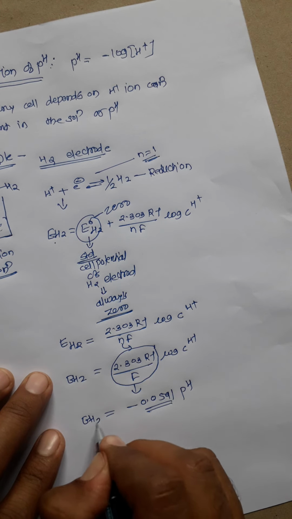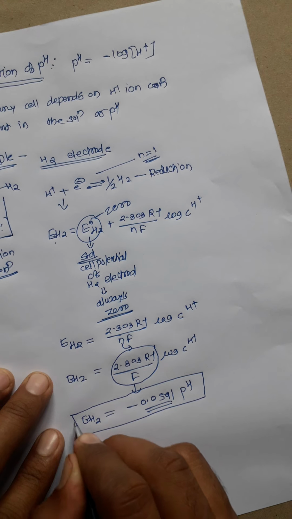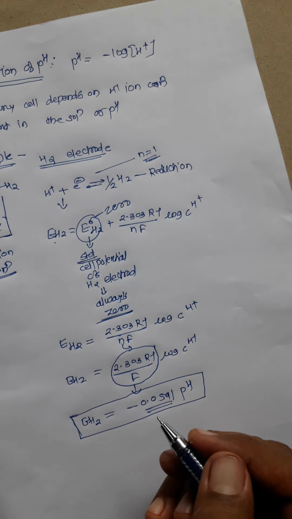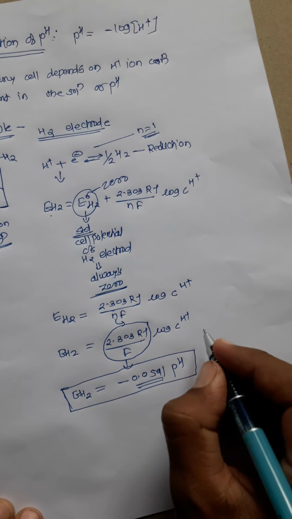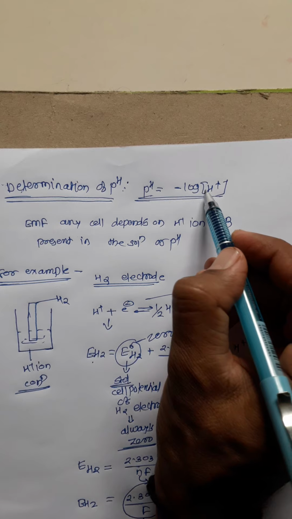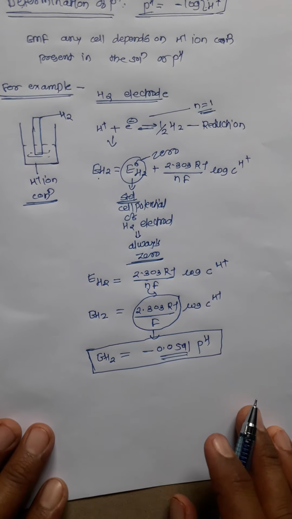This is the cell potential of the hydrogen electrode. Already I told you that pH is the negative logarithm of the H plus ion concentration. That's why the log of the concentration of H plus ions is put as the value pH.